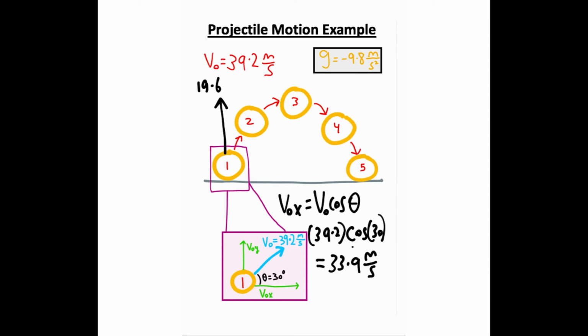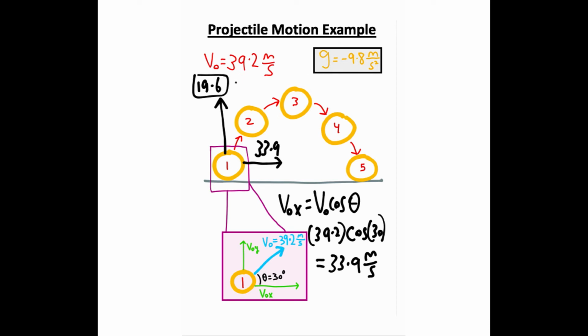Now remember, we said before that there is no horizontal acceleration. Speed stays the same. So that means right here, you're going to have 33.9 meters per second. But this same speed is acting here, here, and here. It never changes. You're always going to have that speed of 33.9 meters per second horizontally. But vertically, it's actually going to change, because vertically, gravity is changing it.